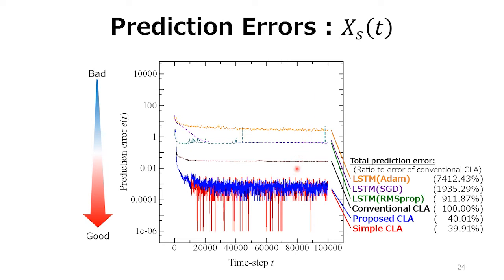On the other hand, we cannot see a clear difference between the simple single-layered CLA and the proposed double-layered CLA. However, we see that the proposed double-layered CLA suppresses the cyclic increase of the prediction errors on sine wave. This result reveals that the proposed double-layered CLA improves the prediction stability.